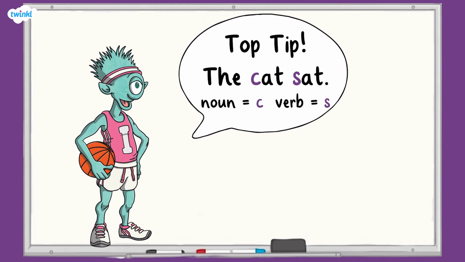Top tip, to remember whether to use a C or an S, use the sentence, "The cat sat." In this sentence, the noun, cat, begins with a C, and the verb, sat, begins with an S. This can help us to remember to use a C for nouns and an S for verbs.